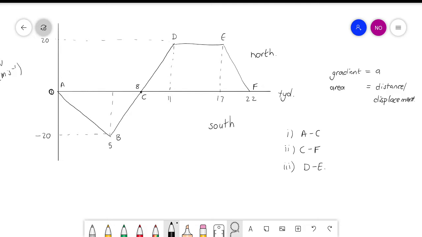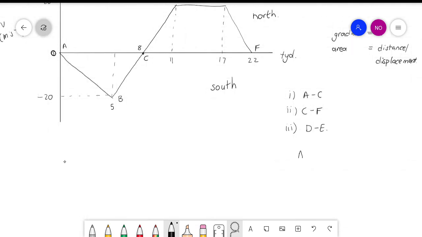Okay, let's go in that order. From A to B, in which direction is he moving? Okay, he's moving south.